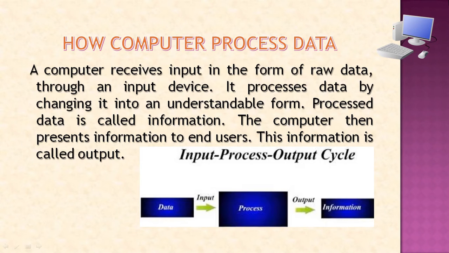A computer receives input in the form of raw data through an input device. It processes data by changing it into an understandable form. Processed data is called information. The computer then presents information to end users. This information is called output. Let's see how computers have changed over time.